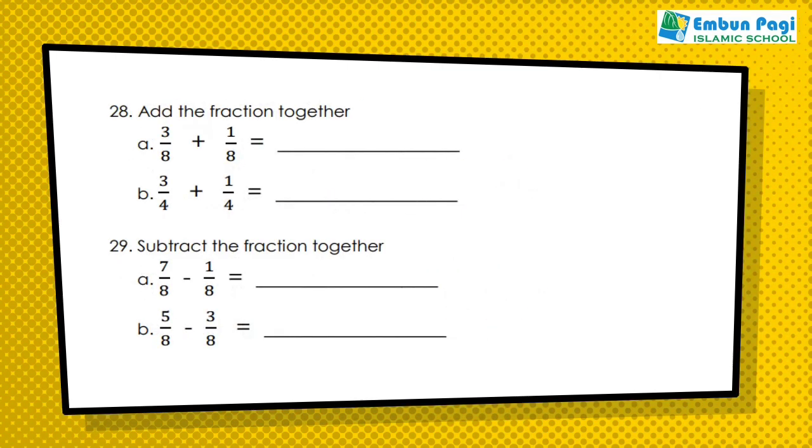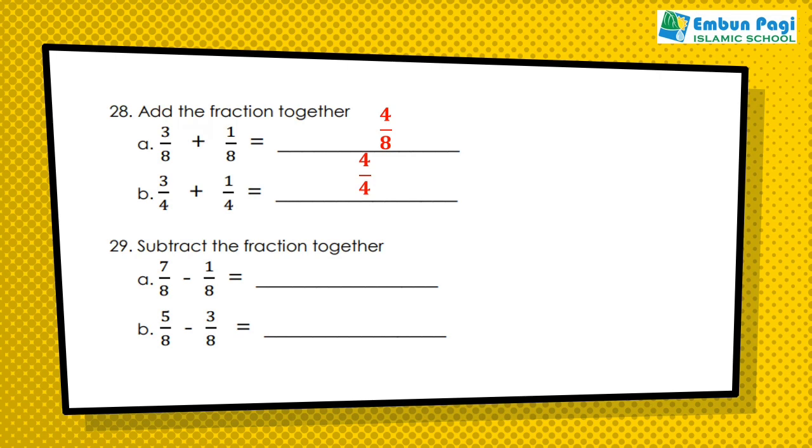Question number 28 is about addition in fractions. When we find a question like this and the fractions have the same denominator, you just add the numerators. So for point A, 3/8 plus 1/8 equals 4/8. Point B, 3/4 plus 1/4 equals 4/4.